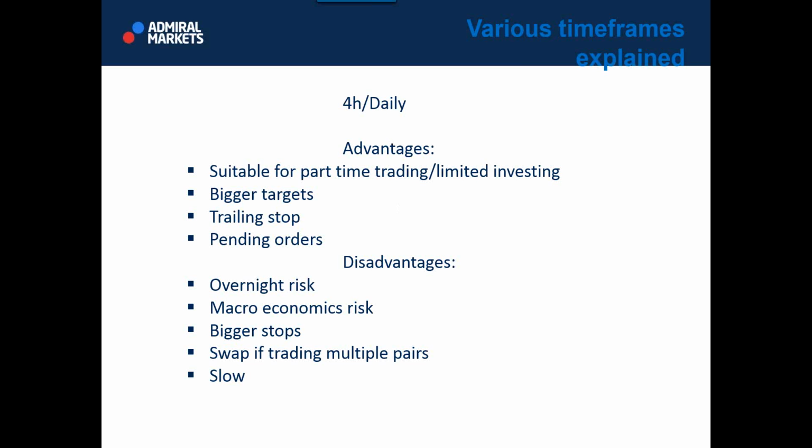It's really stupid to make a 100 pips stop loss and to grab only 20 pips. It doesn't go like that. So at least 1-to-1 risk to reward on 4-hour and daily.